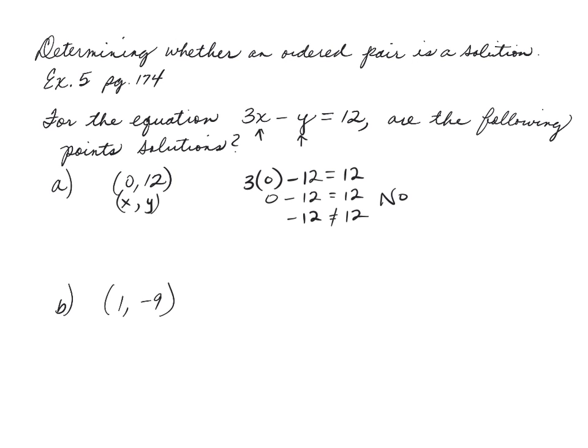What about 1 and negative 9? The x value is 1, so we have 3 times 1 minus y. But what is y? Negative 9. Be careful here, because you have a negative in the equation, but you also have a negative as the value of y. So we have 3 minus negative 9 becomes plus 9, which equals 12, and 12 does equal 12. So this checks out. This point is on the line. It does satisfy the equation.